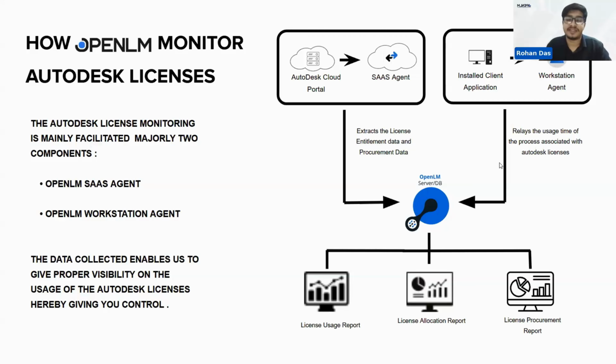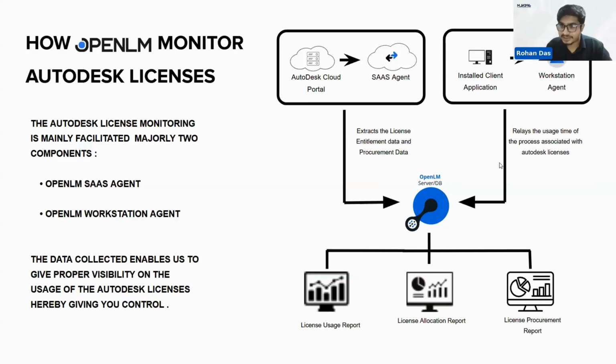The OpenLM SaaS agent is a very lightweight component that sits on any of your servers that has access to the Autodesk Cloud portal. It will fetch the license entitlement data and the license procurement data: when the licenses were procured, when they're going to expire, and who is accessing the license at a particular time from the pool.